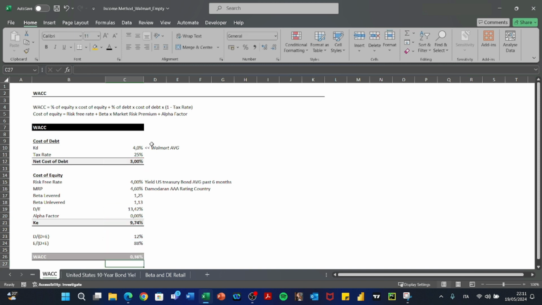Let's now weight the cost of debt and the cost of equity by these two percentages, which is this market.